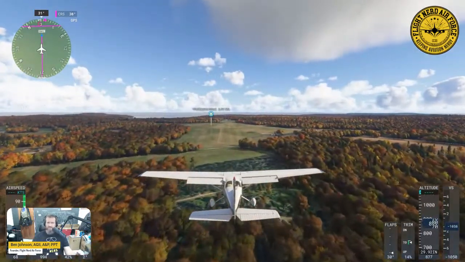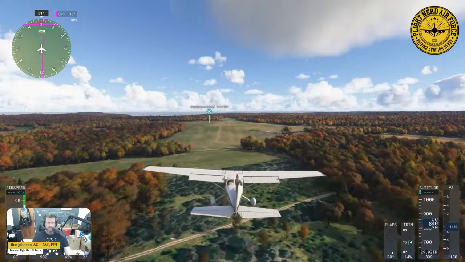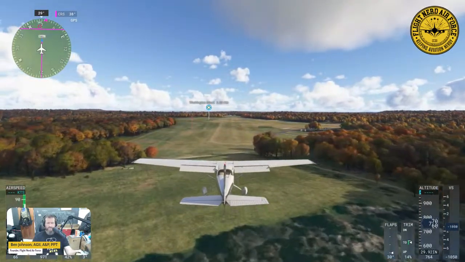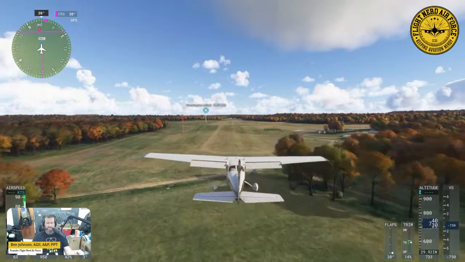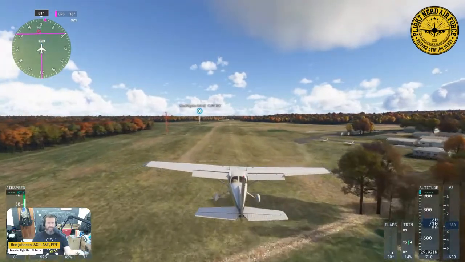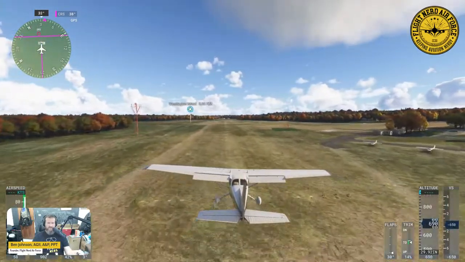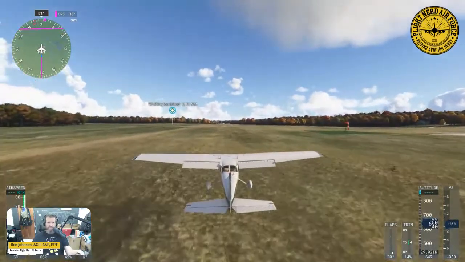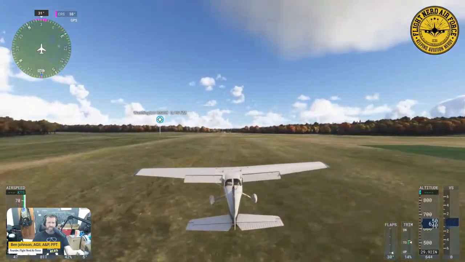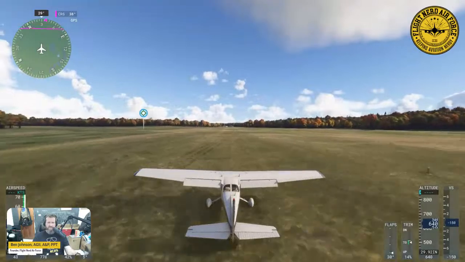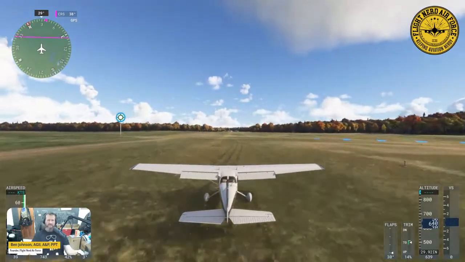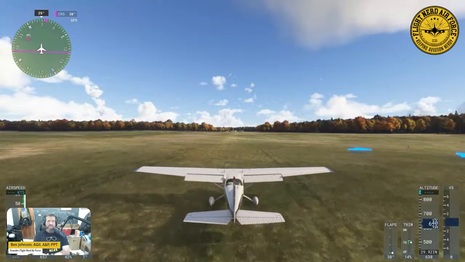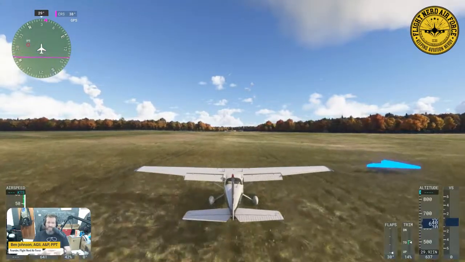Coming into Washington Island, Wisconsin. Love this place. Trying to avoid the trees. Look at that. Birds are chirping. Look at this. Grass runway. Life doesn't get much better than this. There we go. Love it. Wisconsin's a beautiful place.